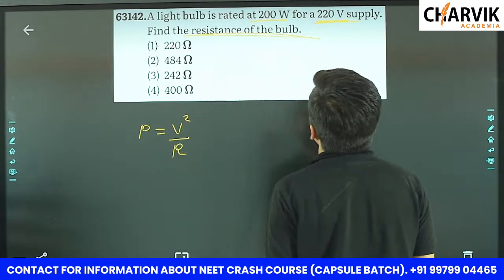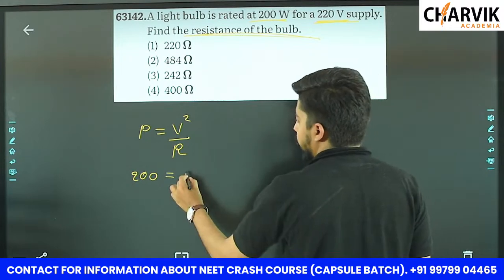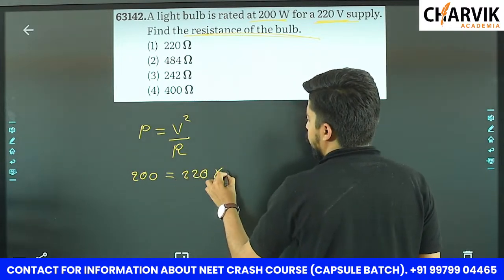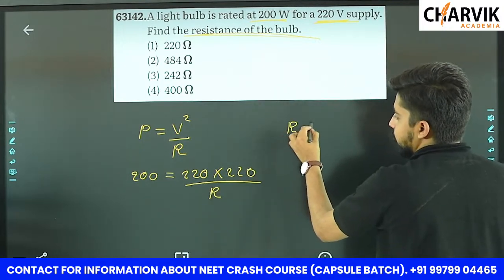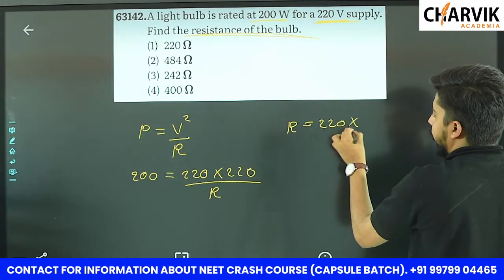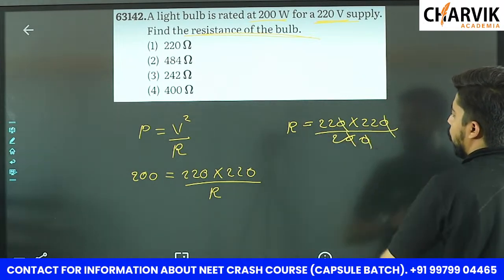What is the amount of power given? It is 200 watt, which is equal to the voltage, which is 220 into 220, divided by the resistance. So now resistance R becomes 220 into 220 divided by 200. The zeros get cancelled out.